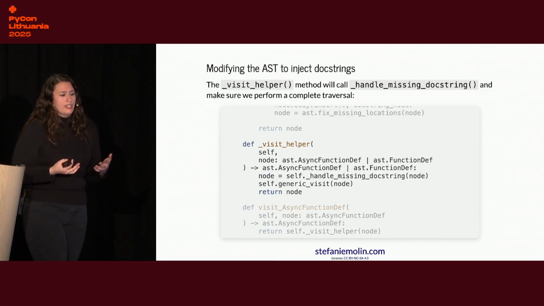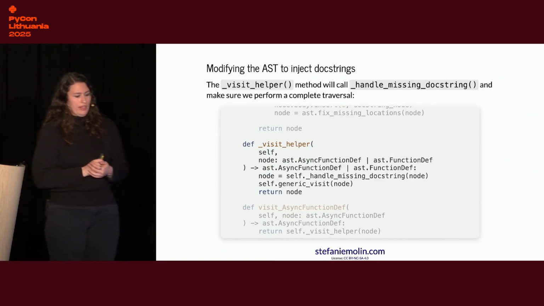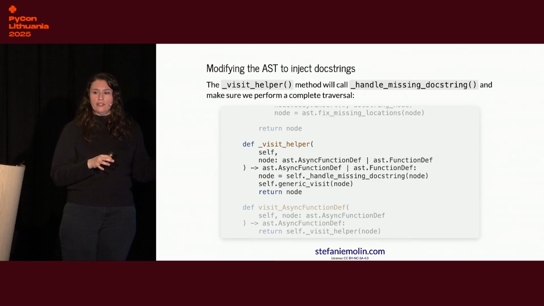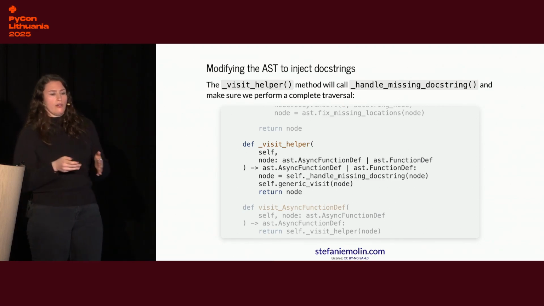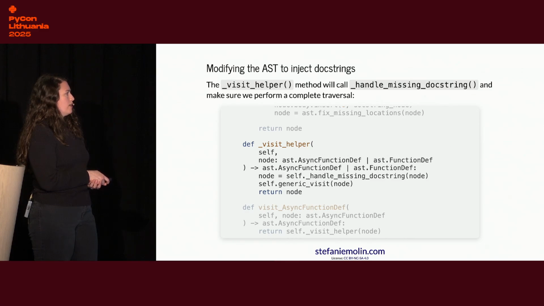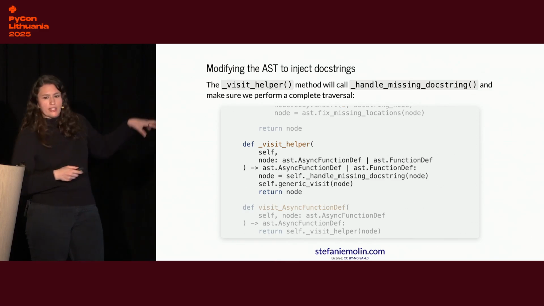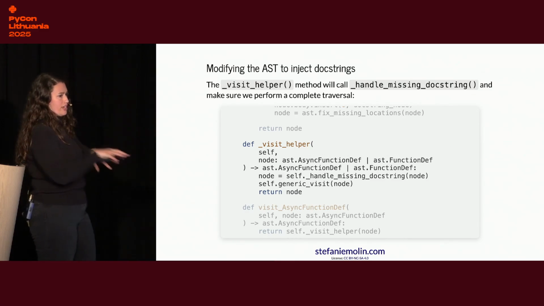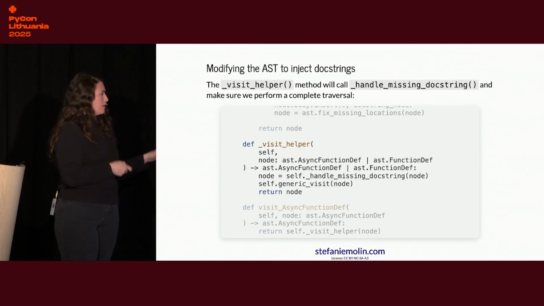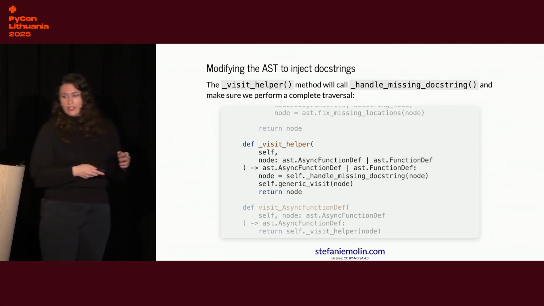And so now we just need to update our visit helper method. It's pretty much what we saw with the other class, with the docstring visitor, right? Once we go and visit a node, we're going to handle the missing docstring. Notice we're not using the stack here because we're just focusing on actually changing the code. You can definitely do it though. So we're going to handle the missing docstring. We're going to do generic visit.